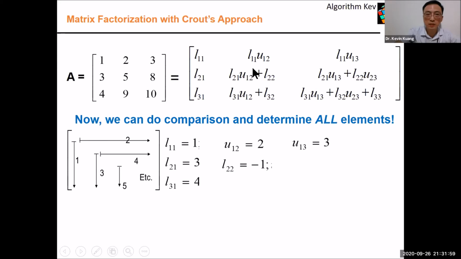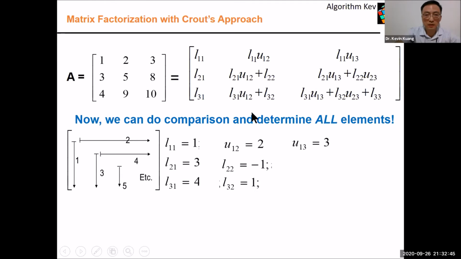So for the second column here, L21 is known from here. We know that's 3. And U12, we have just obtained it from here. So 3 times 2, that's 6. And this summation has to add up to 5. So that will give us the value for L22, which is therefore a -1.